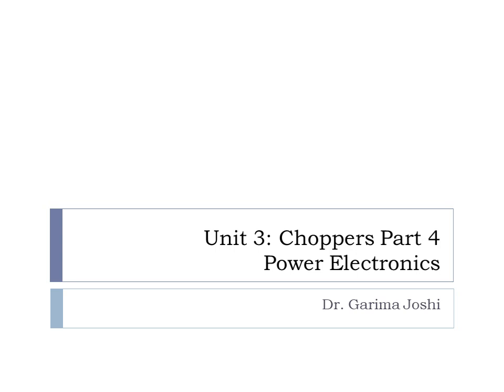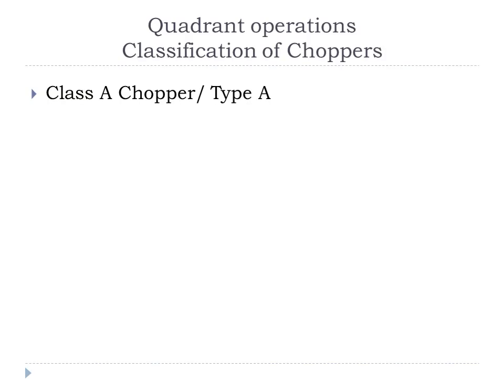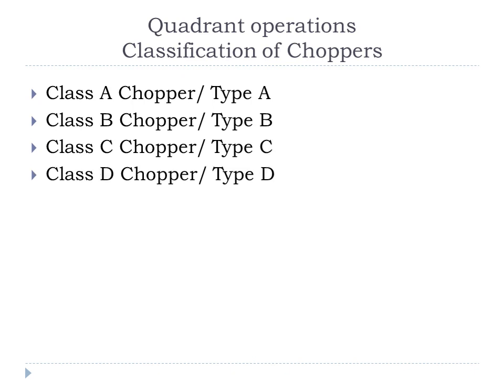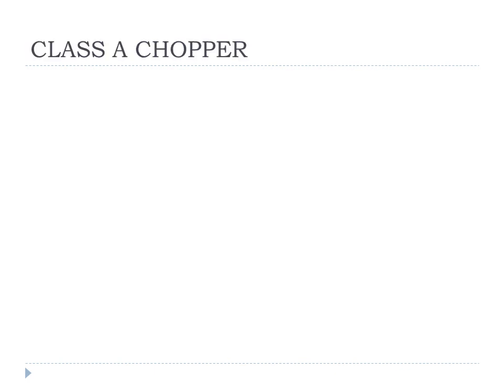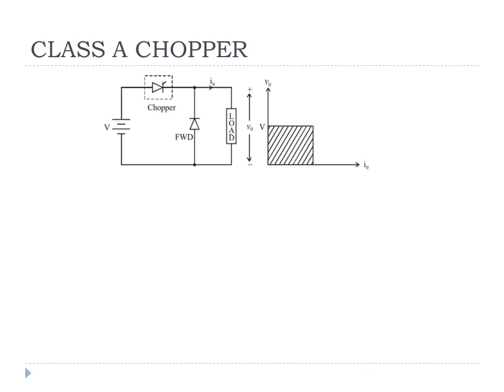This is part 4 of unit 3 of power electronics. So in this unit we will study the quadrant operations of chopper. There are various types of choppers such as class A, class B, class C, D and E, also known as type A, type B, C, D and E. So let us see what is the class A operation of chopper.